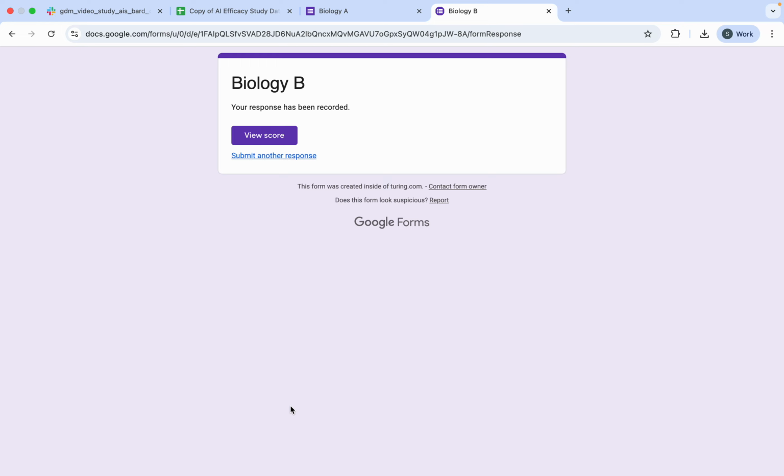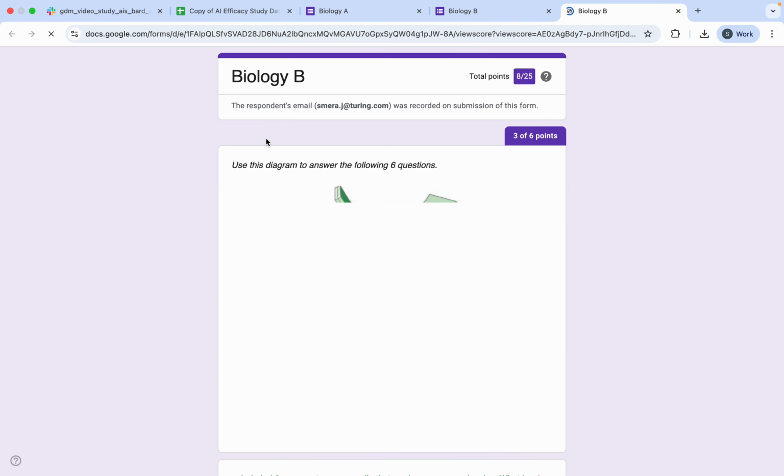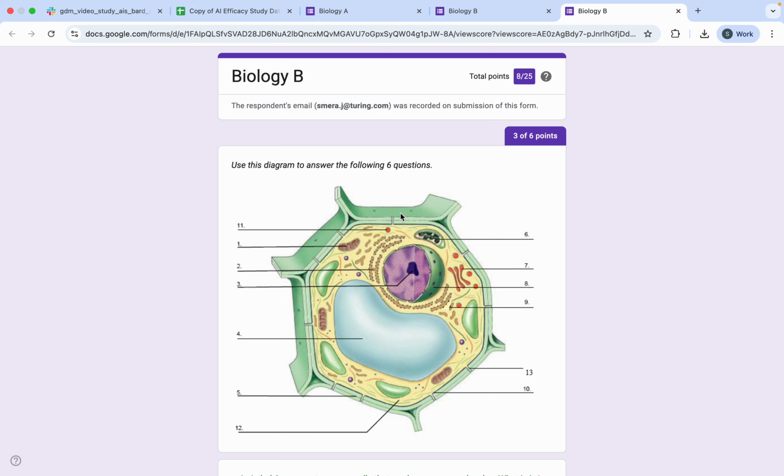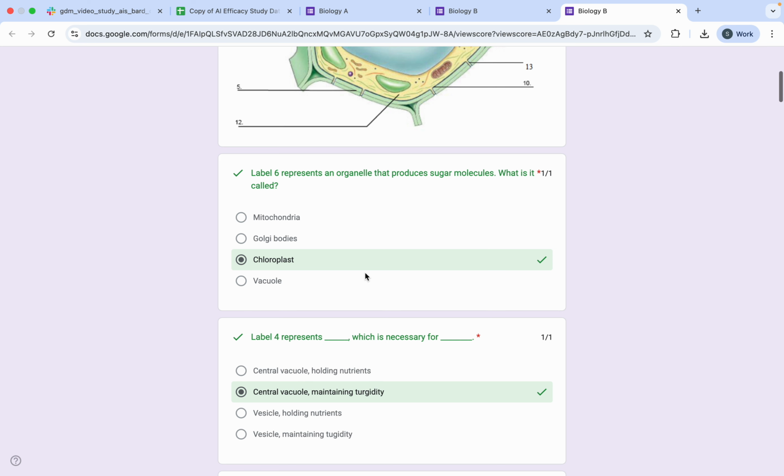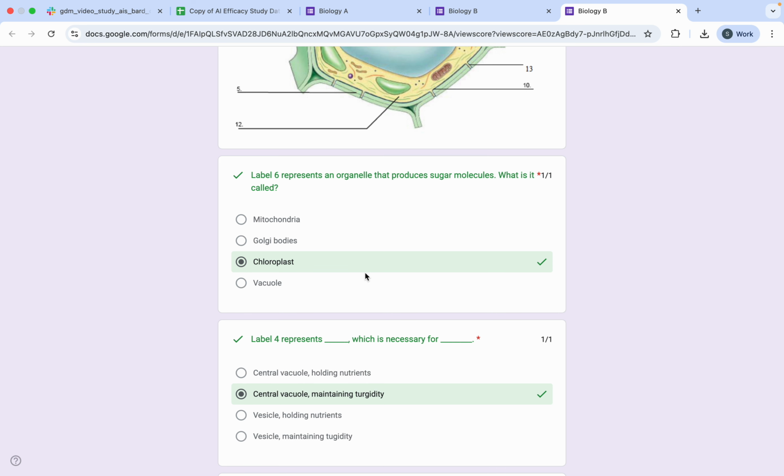You can just submit it, and I'm just checking my score. Okay, it is 8 by 25. So let's check what mistakes I have made. Okay, first question, chloroplast, it is the correct answer.